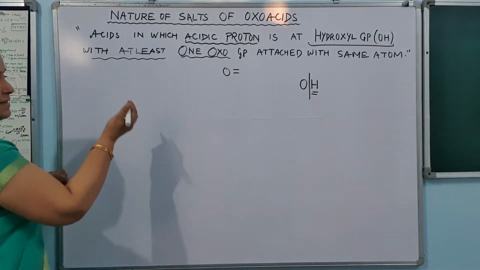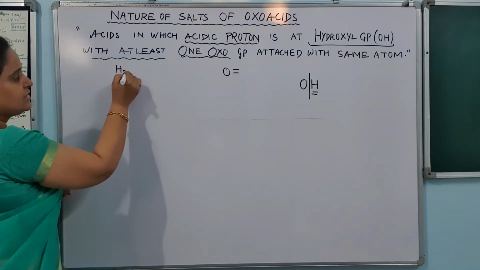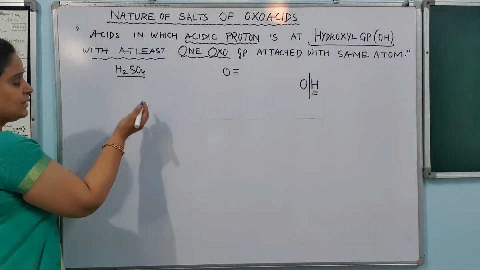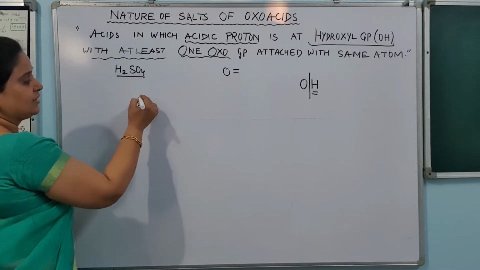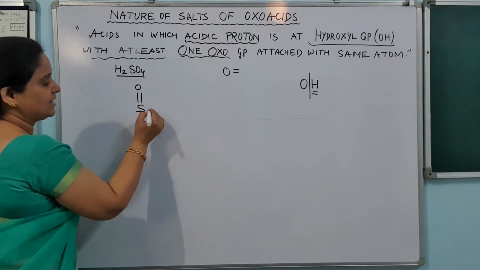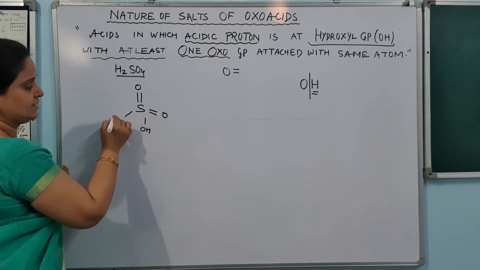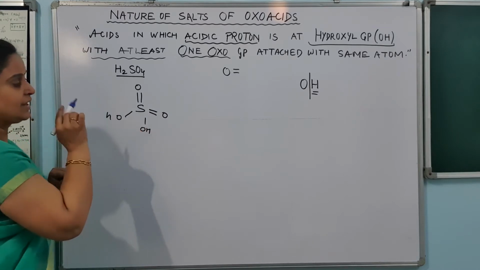Let's take an example. I have one example here, that is sulfuric acid. All of us know that sulfuric acid is an acid, the name tells us. So let's see whether it is an oxoacid or not. The structure of sulfuric acid is this: H2SO4. Can you see there?